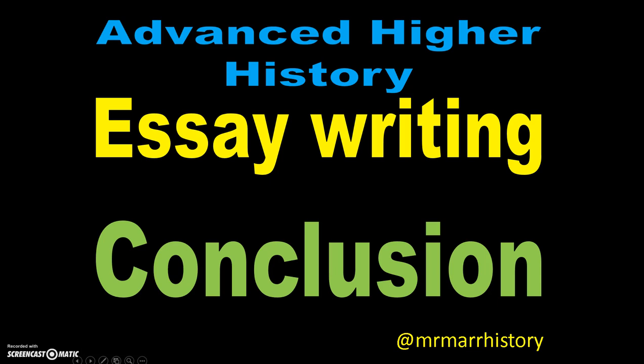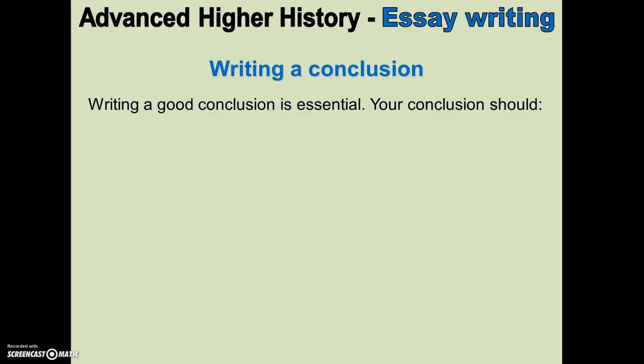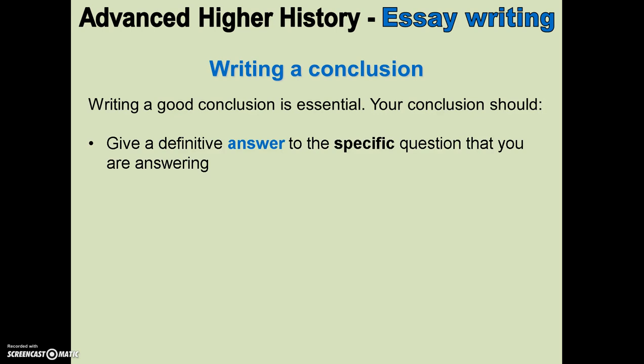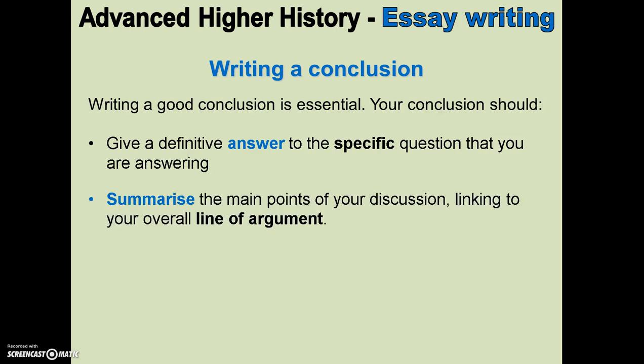Let's now go on to finally look at how we write our conclusion. A good conclusion is an essential part of a good essay, and your conclusion should do the following. You should give a definitive answer to the exact question which you are answering. Make sure you don't skirt around any isolated factors or such like. You should also summarise the main points of your discussion, linking to your overall line of argument. This could involve you comparing the importance of different factors.